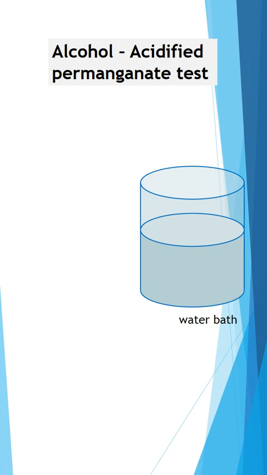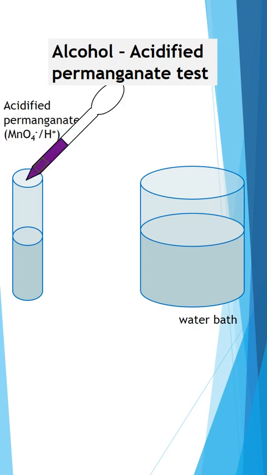Okay, if we want to test for an alcohol, one of the tests that we can do is called the Acidified Permanganate Test. So we take some permanganate and we acidify it by adding some sulfuric acid. And so we take our sample that we want to identify if it's an alcohol or not. We take a few milliliters of it and put it into a test tube. We add some of the acidified permanganate.